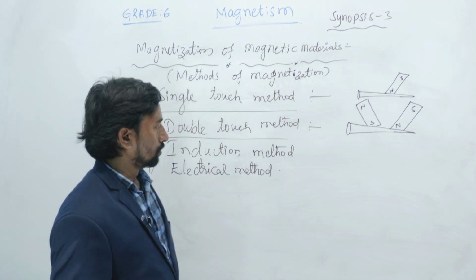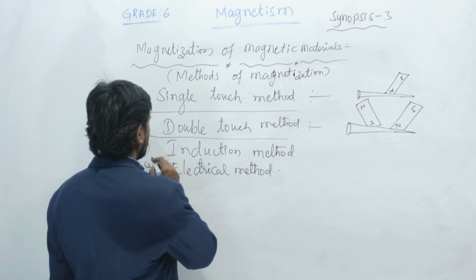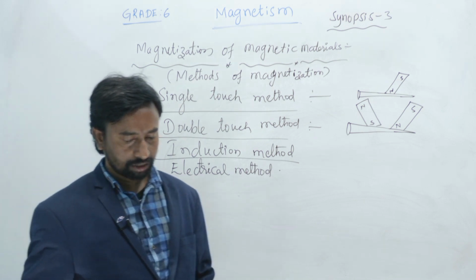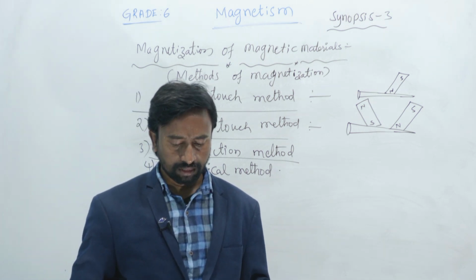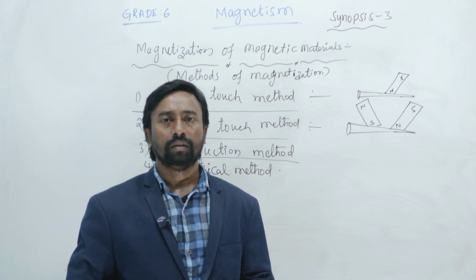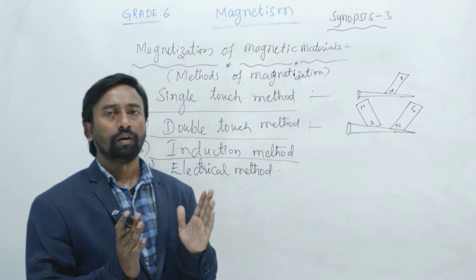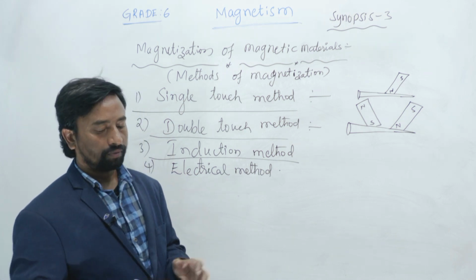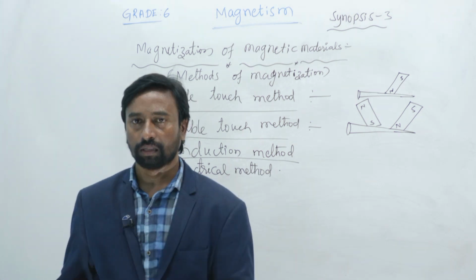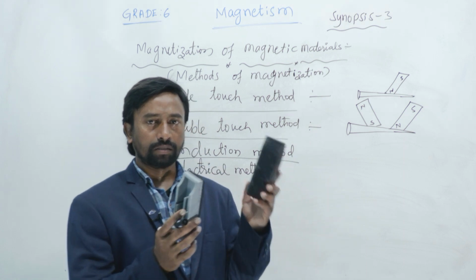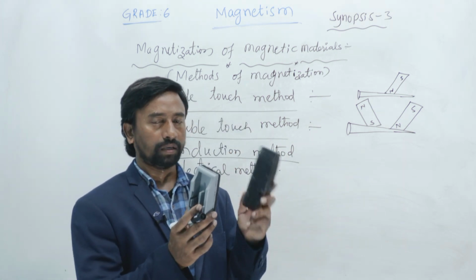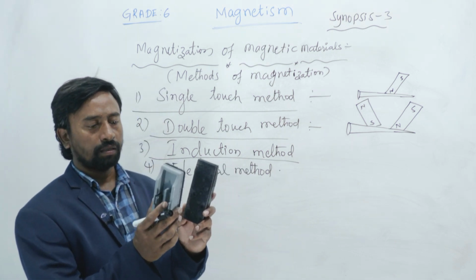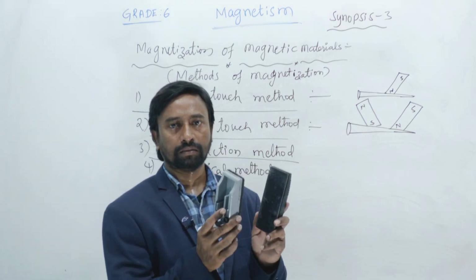Okay, the next one is the induction method. This method is generally used for temporary magnets. There is no physical contact like in the single touch and double touch methods. One magnet, a natural magnet, will be kept near the non-magnetic material which does not have magnetic property.